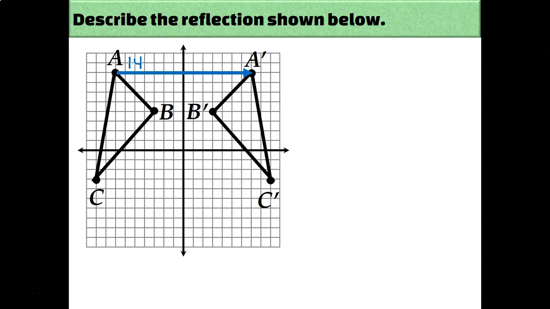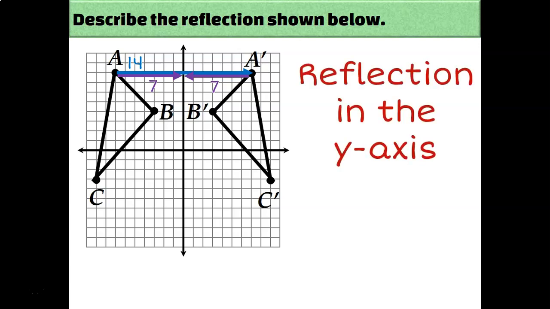Well, we know that the line of reflection is halfway in between the pre-image and the image. Half of 14 is 7. So counting from the pre-image point and the image point inward, 7 units each, we find out that the line of reflection here must be the y-axis.